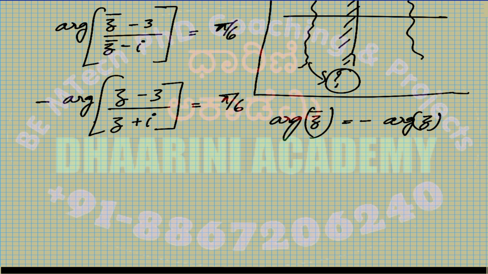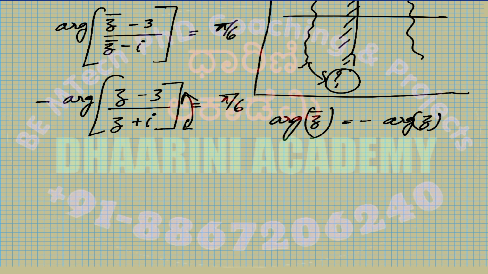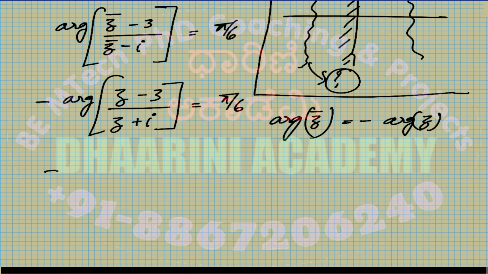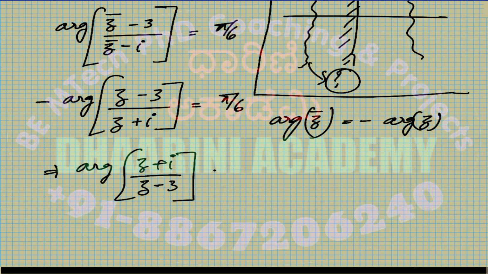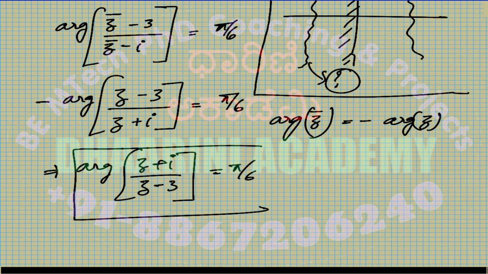Okay, so again the angle is negative, right? If the angle is negative, you can actually swap them, right? If I swap the numerator and denominator, it becomes positive. So I think this is present in one of the answers. Okay, it is there. So this implies argument of (z plus i) divided by (z minus 3) equal to pi by 6 is the required answer. Okay, next question.